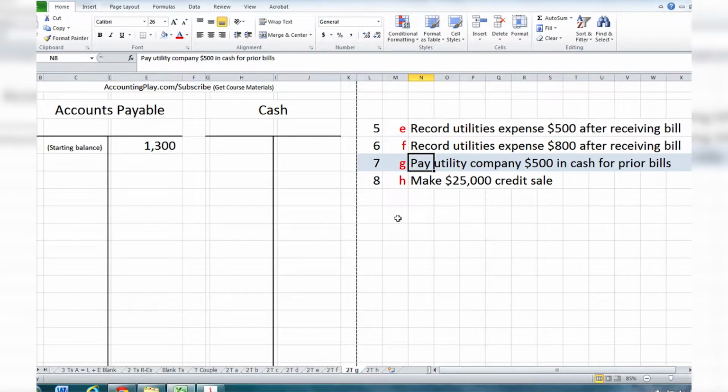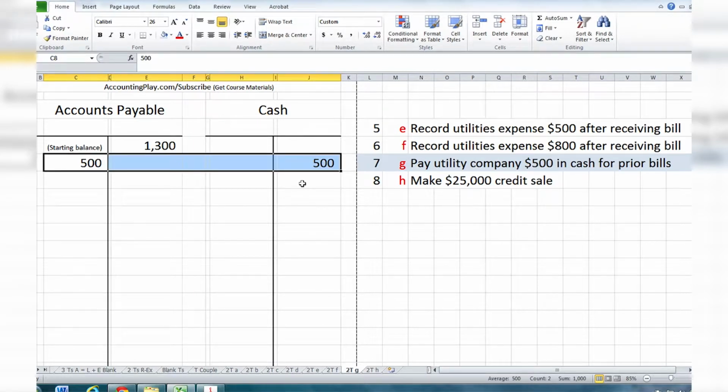Now, pay utility company $500 in cash for prior bills. So this is carried over, this $1,300 from the prior balance. And now we're paying $500. So cash is going out. I like to start with cash. Debits do come before credits, but when you're just trying to figure out an answer, do it in whatever order works for you. So cash goes down, and then I just know if cash is going down with a credit, accounts payable is going to go down with a debit. So here we go now. See where this leaves us.